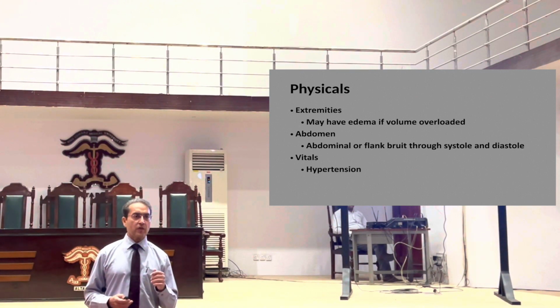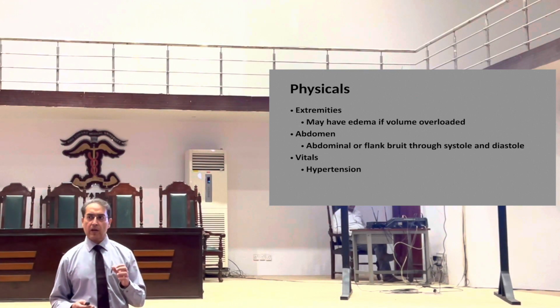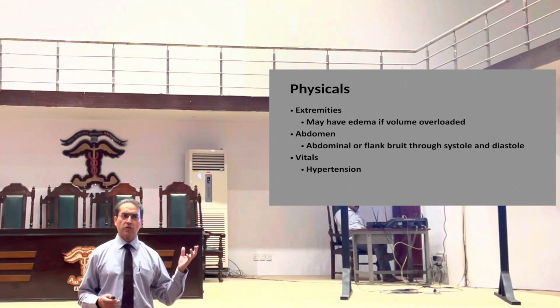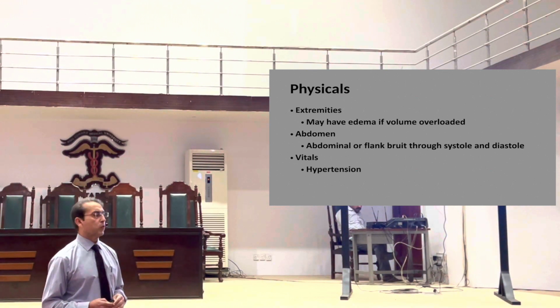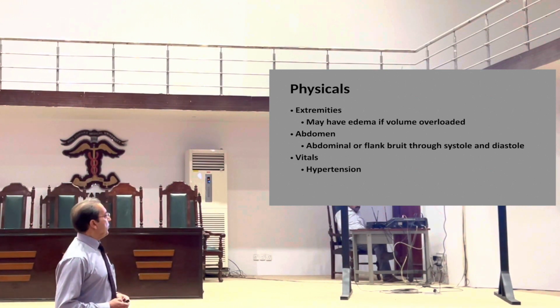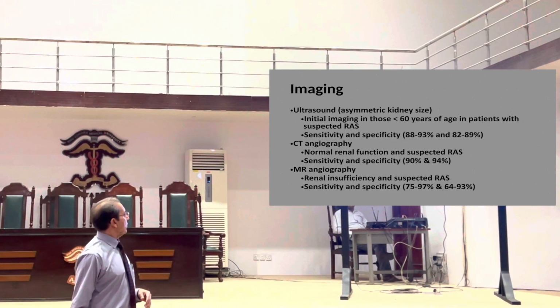So look for the presence of a renal artery bruit if the patient has suddenly developed hypertension after the age of 50 years or before the age of 20 years. So you go for renal artery bruit examination. The patient may have edema because of the volume overload.